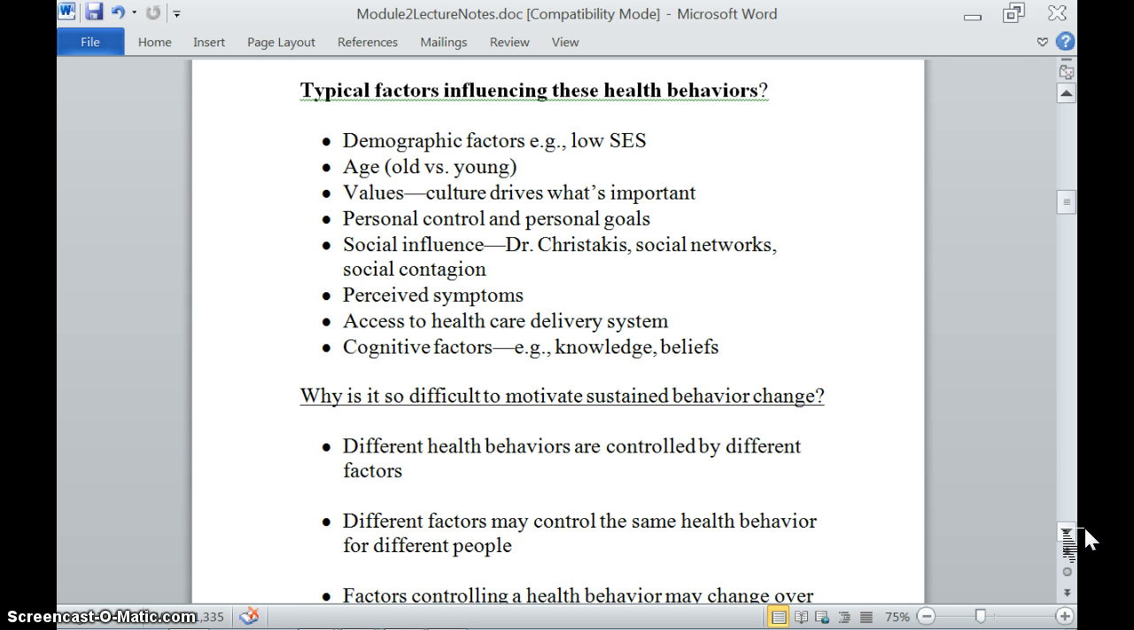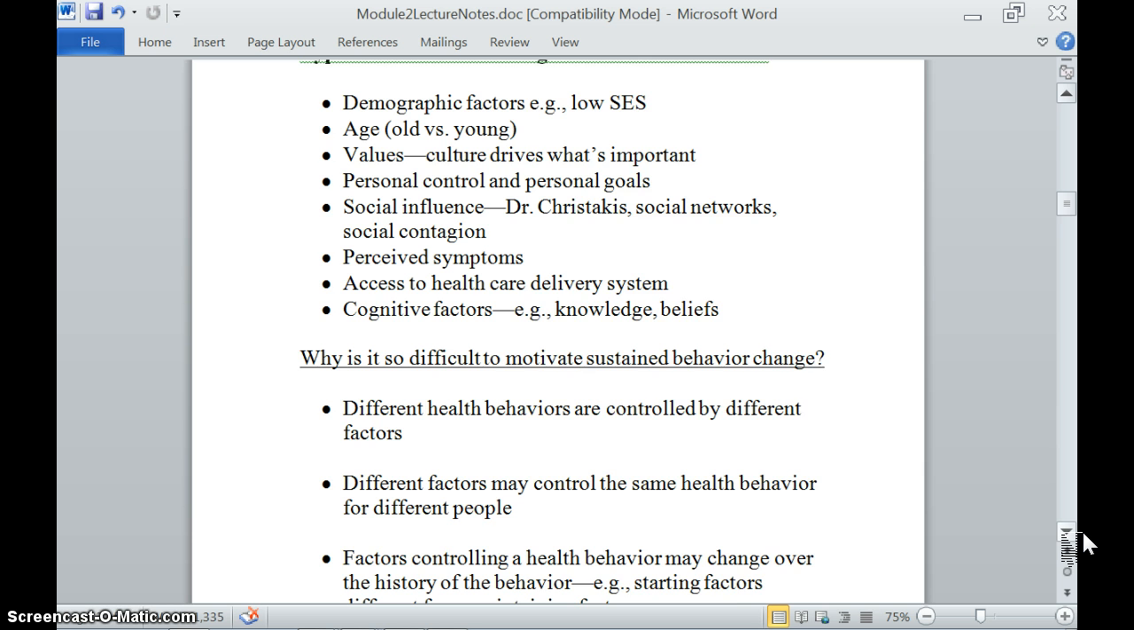Perceived symptoms, again, your access to healthcare delivery. That was kind of the whole big push by Obamacare, which we could have a long discussion about, as well as cognitive factors, your knowledge and beliefs. So all of these things impact health behaviors in some way. You can find out more in the readings about them.